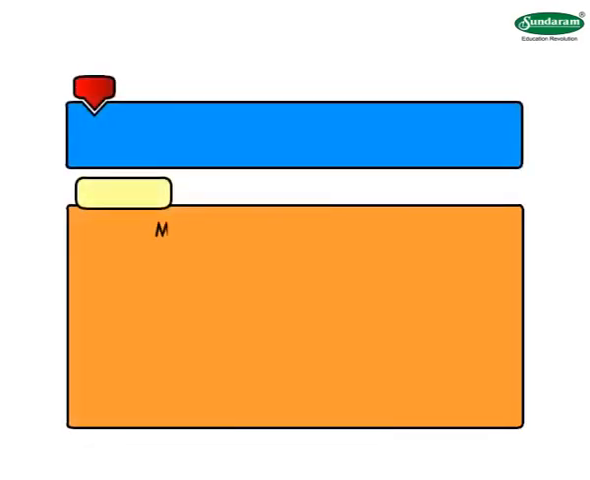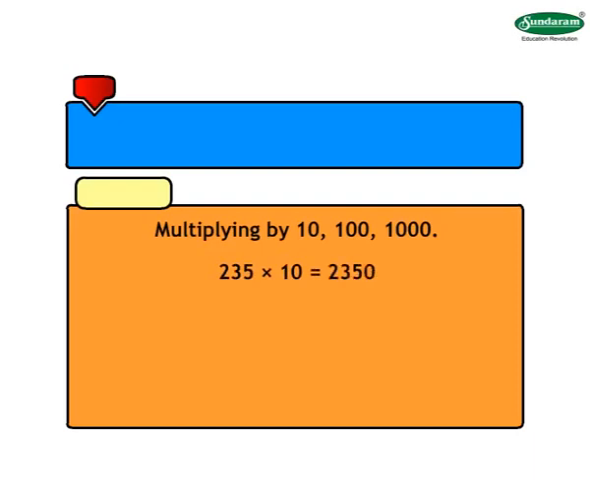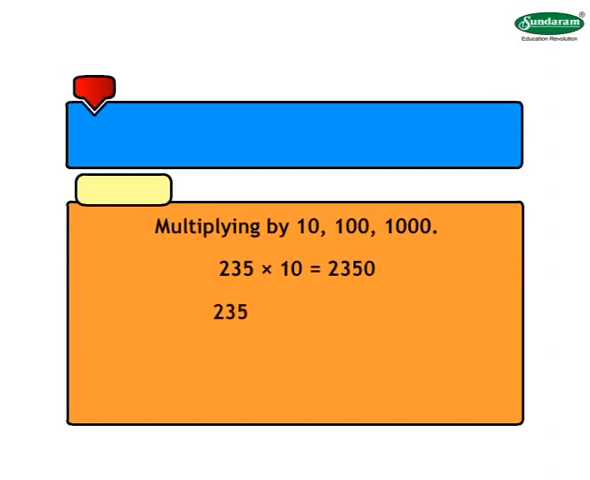Let us learn easy multiplication by 10, 100, 1000, which we already learned in a few examples solved earlier. Example: 235 into 10 is equal to 2350. 235 into 100 is equal to 23,500. 235 into 1000 is equal to 2,35,000.